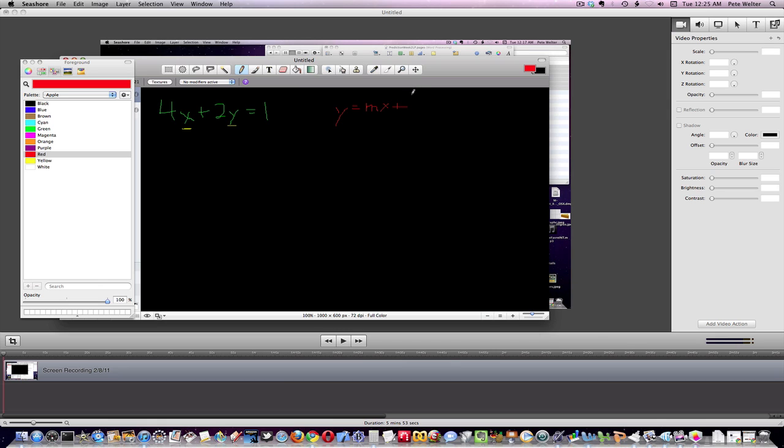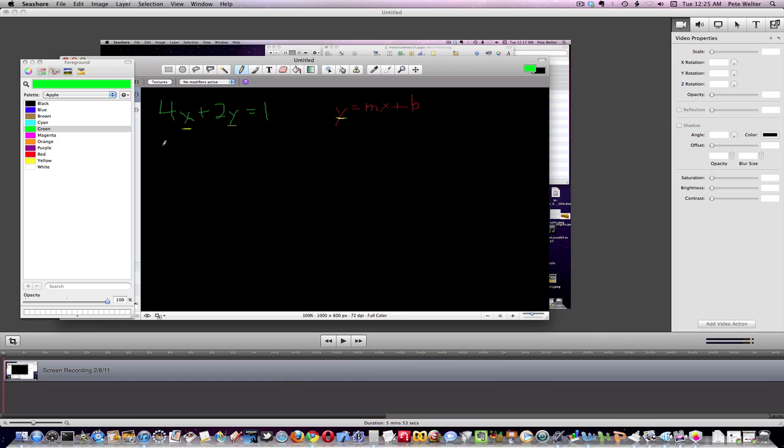Okay, so how can we do this? How can we make this 4x plus 2y equals 1 into y equals mx plus b, into slope-intercept form? Well, we know we need to put the y on one side and the x on the other. So what do we do here? We want to get the y by itself on one side, and we want to get the x on the other side.